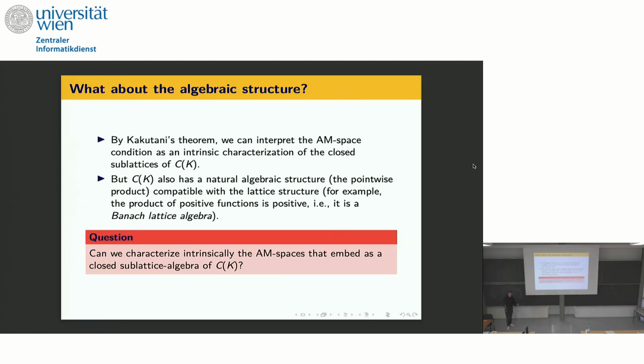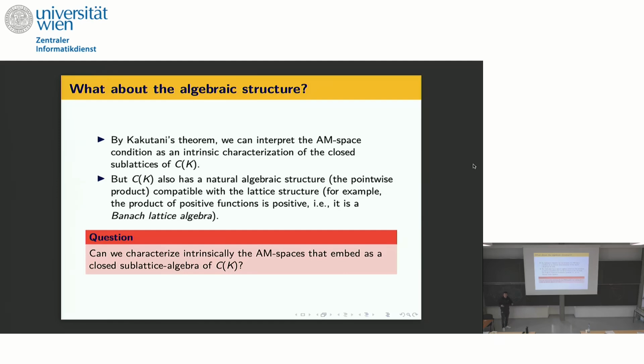The sublattice part is redundant, of course, but the thing is that I have a lattice. Let's say I have a product in my lattice. Can I embed it in a C(K) in such a way that the embedding not only preserves the lattice structure, but also the algebra structure? Or if we take this interpretation of Kakutani's theorem, can I characterize the sublattices that are also subalgebras?